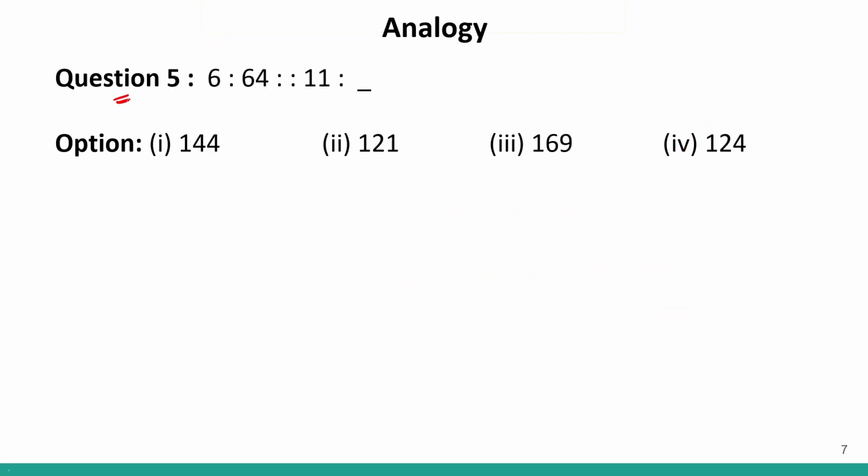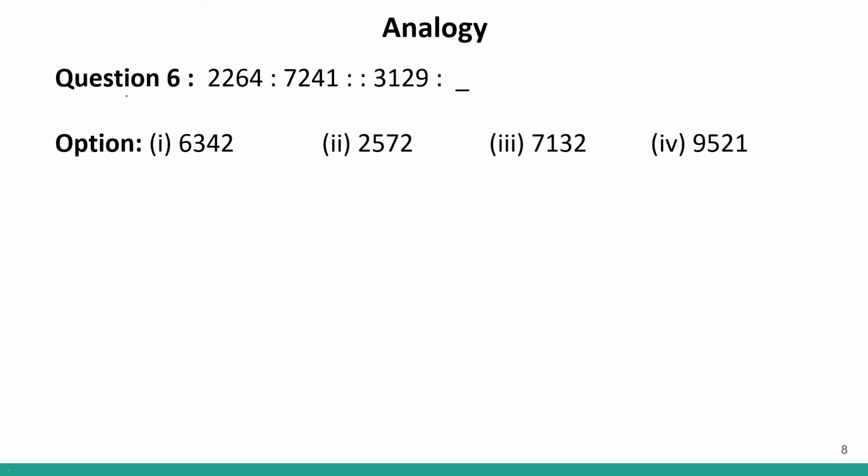Okay. Question number 5, we have 6, 64, 11 and then we have to find the missing term. So 64 is basically what? 8 square. What is the relationship between 6 and 8? It is plus 2. Correct? So to 11 we will do plus 2, we will get 13. And what is the value of 13 square? It is 169. Is 169 in the option? Yes, it is in option number 3. So option number 3 will be the correct answer to this question. 169 will be the answer.